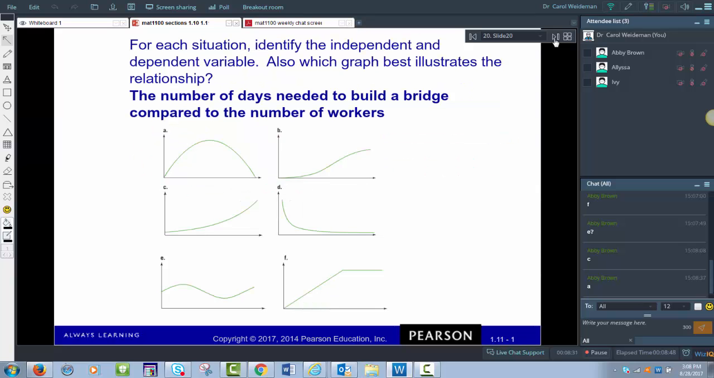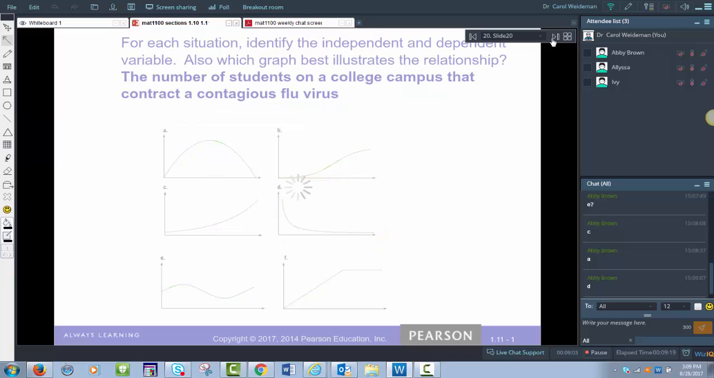This one's a tricky one. The number of days needed to build a bridge compared to the number of workers. Now this is one of the times when, although there's a time parameter here, it's actually the days that is going to be the dependent, and the number of workers is going to be the independent. So which graph do you think it is on this one? This one's a trickier one. Very good, Abby got it. Think about this. As the number of workers increases, the time to build the bridge is going to decrease. So it's a decreasing relationship. Very good. And one more.